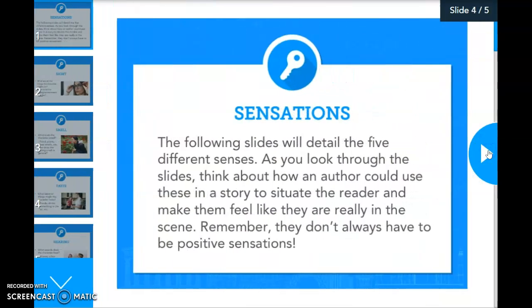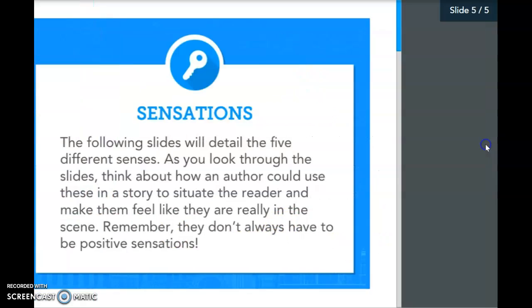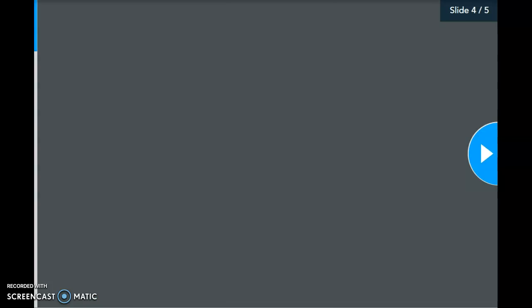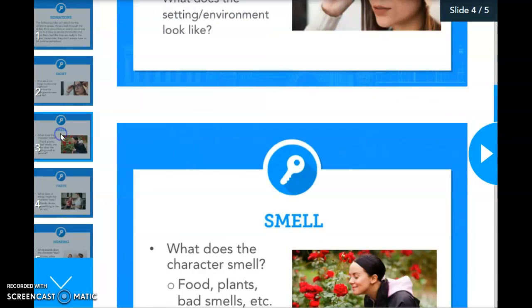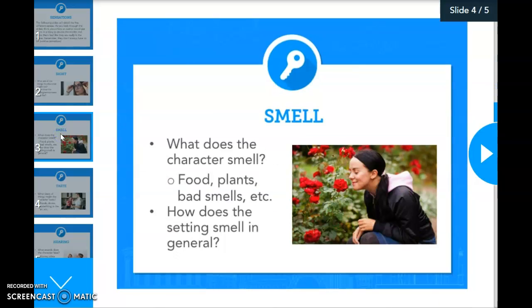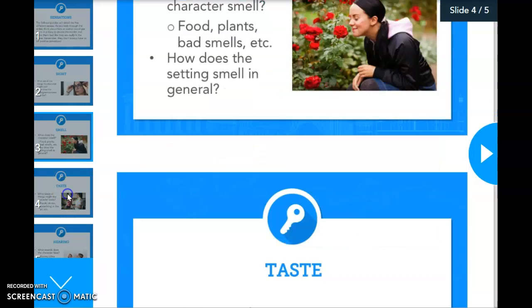So we're going to look at the five different senses and see how an author could use these in a story to have the reader feel like they're really in the scene. So sight. What are all the things that the character might see? What does the setting or environment look like? Smell. What does the character smell? And how does the setting smell in general?